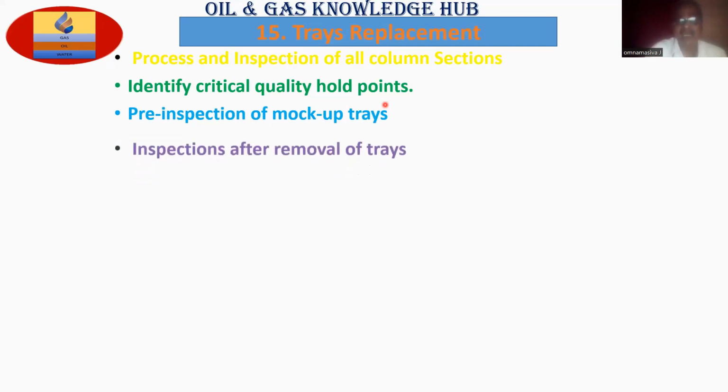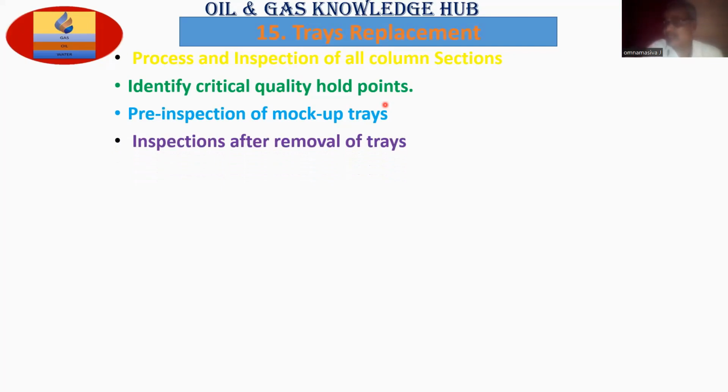Inspection after removal of trays. Once you remove the whole tray from the process column, you should inspect the tray: what type of damage took place, what is the bending shape, how much. It is measurable, everything is measurable and visible. You measure it and write down the report, so that for the next shutdown or turnaround you can compare with this report, whether the same damage is there or any changes.